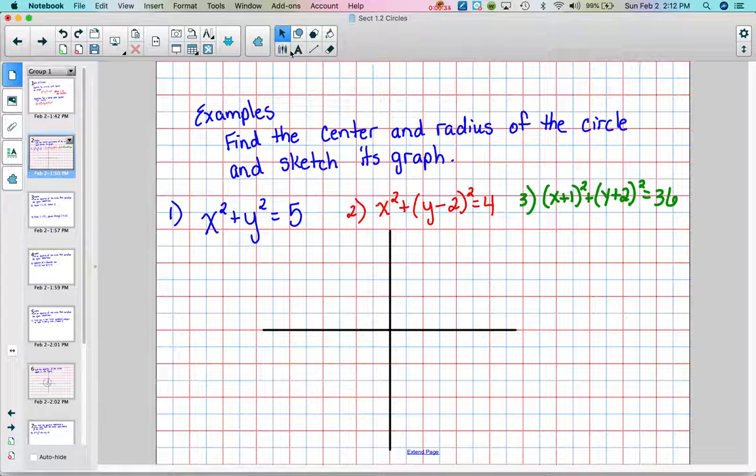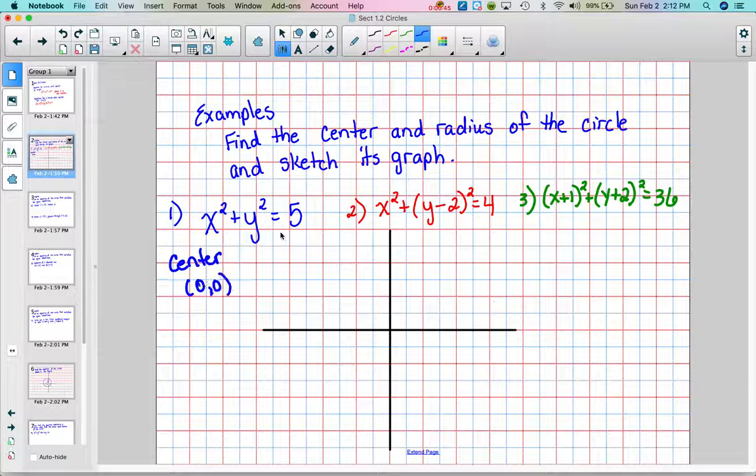Well, notice on the first one that we have just x squared plus y squared. So the center is located at (0, 0). And the radius, remember that this is r squared. So the radius is the square root of 5, and I don't have to consider plus or minus because it can't be a negative radius. If you evaluate that on your calculator, you get about 2.2, which would be sufficient here because we're just going to estimate where it is on the graph.